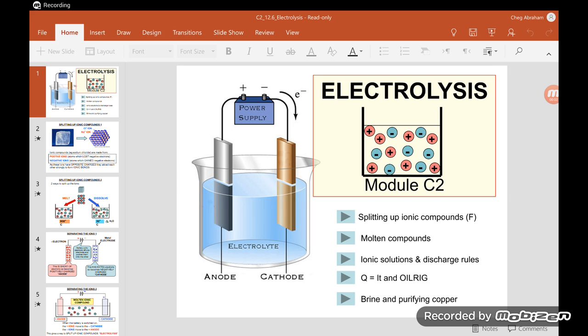Okay, this is a revision on electrolysis for our AQA trilogy, and we need to know that electrolysis is the splitting of an ionic compound. And you can see in this diagram here with the ions, you've got plus and minus ions which will be present in an ionic compound because of the electrostatic charges, opposites attracting in an ionic compound.